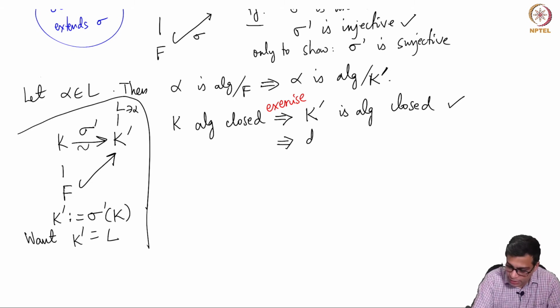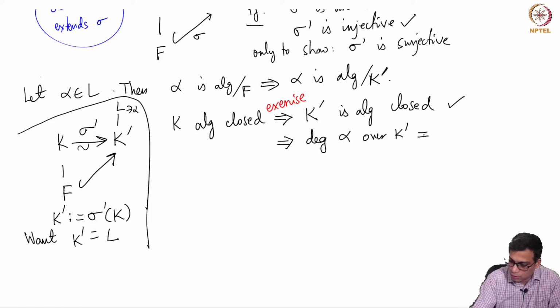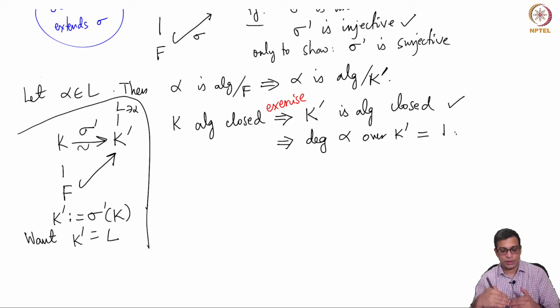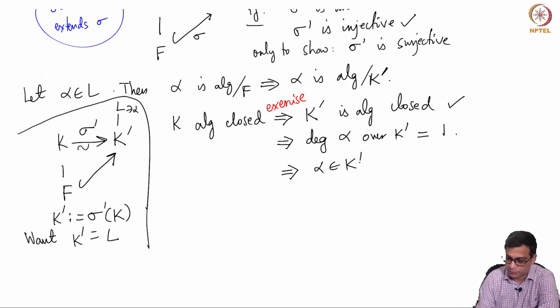and that means the degree of alpha over K prime is 1, right? Because that is the meaning of an algebraically closed field. So alpha is algebraic over K prime, so it satisfies a polynomial over K prime. Take the irreducible polynomial of alpha over K prime, but the only irreducible polynomials over K prime are linear polynomials. So that means the degree of alpha over K prime is 1. That means alpha is in K prime, right?